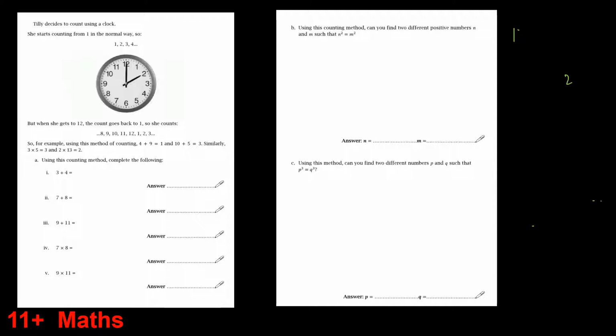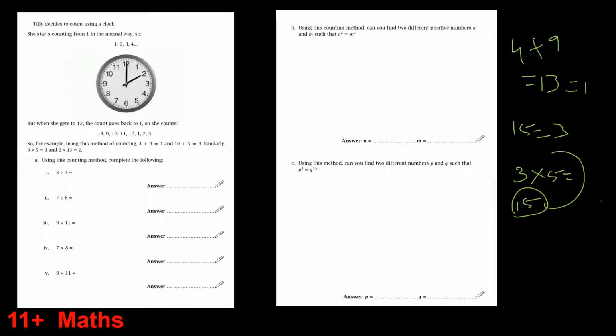Then they do some operations on those numbers. They're saying to us that 4 plus 9 is 1. So 4 plus 9 is 13, and that is equal to 1 o'clock. 10 plus 5 is 3: that is 15, which is 3 o'clock. And 3 times 5 is 15, that is also 3 o'clock, because 15 minus 12, if you think of it as a 24-hour clock, 15 hours is 3 o'clock. So that's the way it's going on.